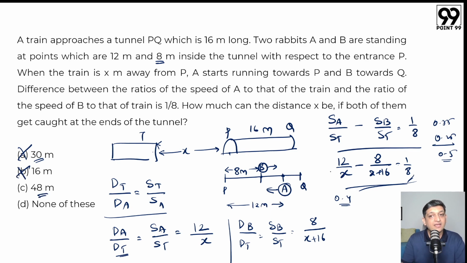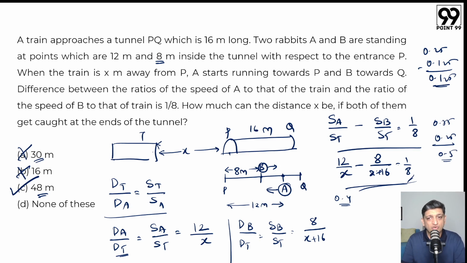What about 48? 12 by 48 is 1 by 4, which is 0.25, and 8 by 48 plus 16 is going to be equal to 8 by 64, or 1 by 8, which is 0.125. The difference between these two is going to be 0.125, which is also equal to 1 by 8. So this is our answer.